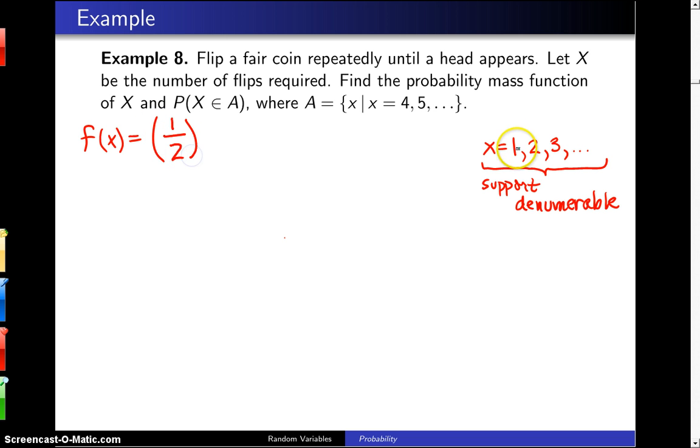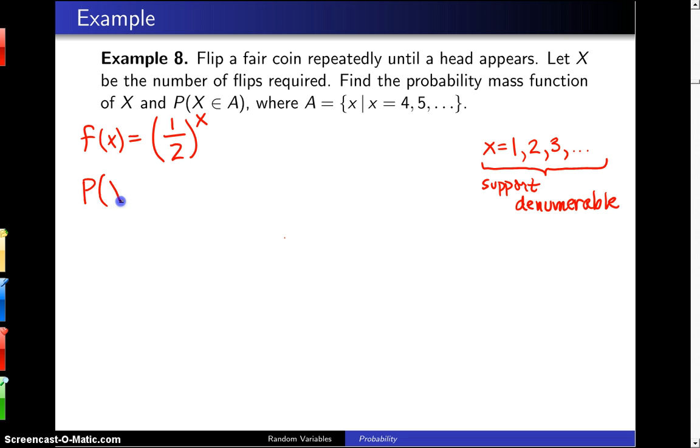What is the probability that it will only take one flip to get the first head? That should be 1/2. What is the probability it will take two flips? Well, that would be a tail followed by a head, and that probability is 1/4, etc. So this probability mass function is 1/2 raised to the x power.